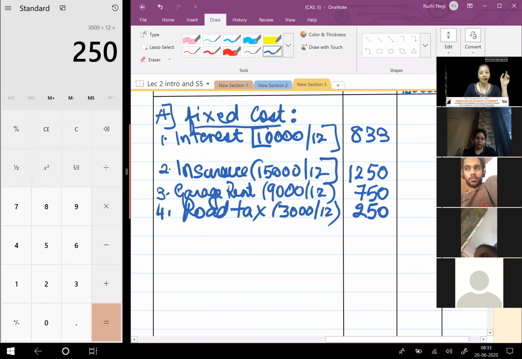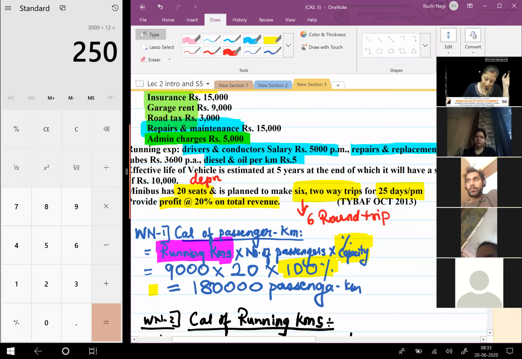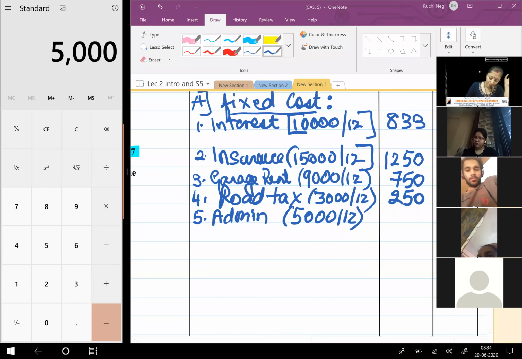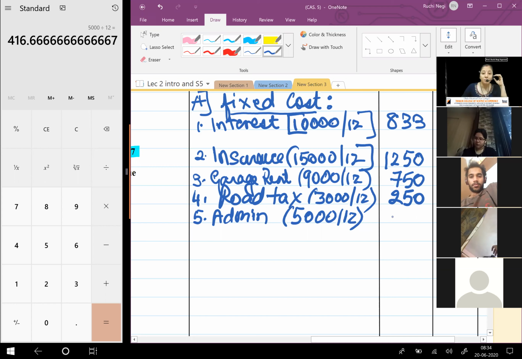Admin charges 5,000. So the fifth one, admin charges 5,000 divided by 12. That is 416.6, round off, so it will become 417. Rounded off to the nearest rupee, 417.